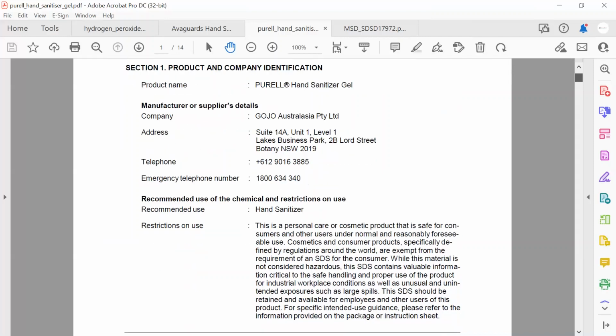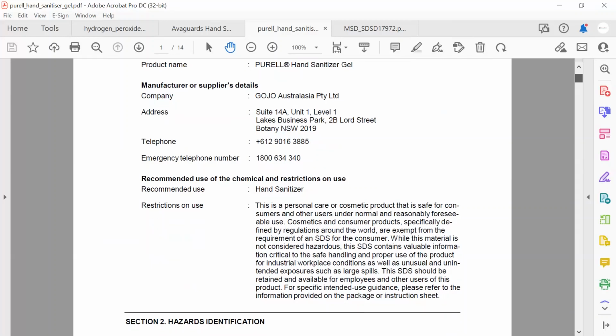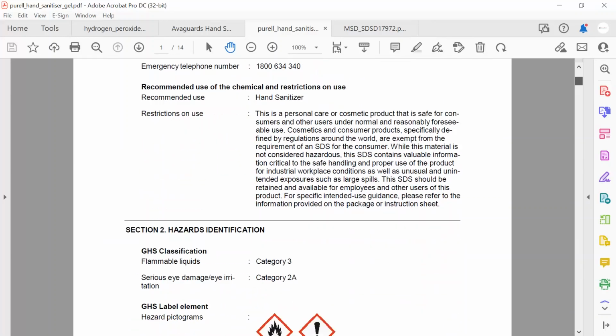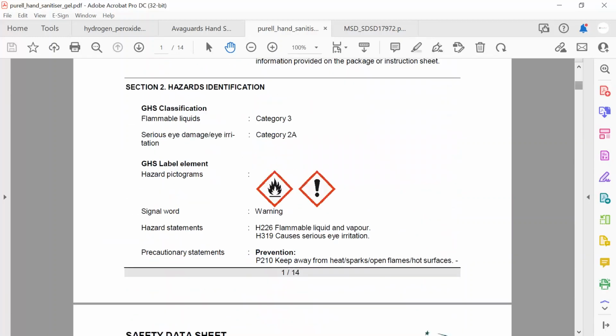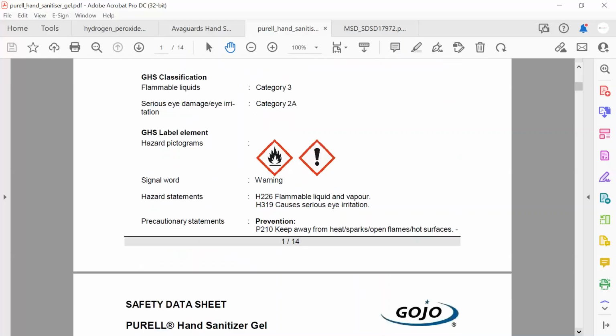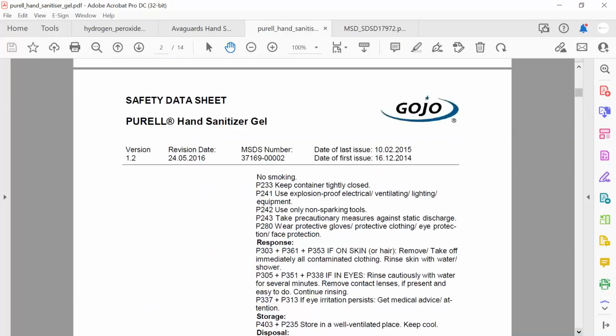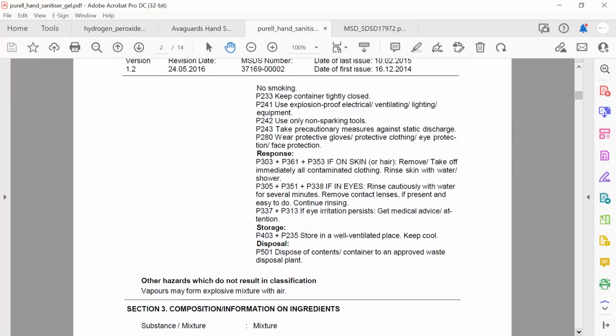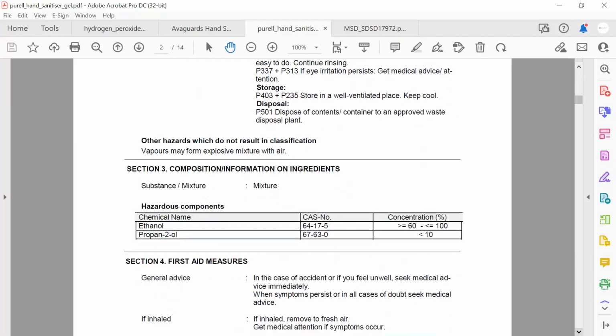So this one is made by Gojo, which is an Australian product vendor, I should say. It talks about it being Category 3 for flammable and can cause serious eye damage. It's got a signal word of warning with the flame and the exclamation pictograms. And it talks about keeping away from heat and sparks. So you definitely want to keep this one inside in Florida. You want to make sure that you keep your container tightly closed as well, according to this.